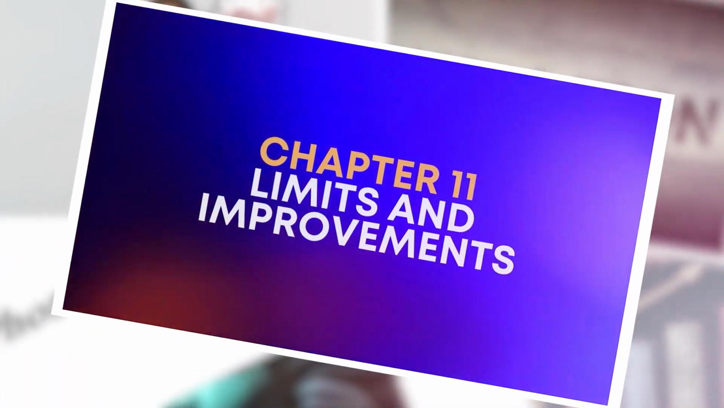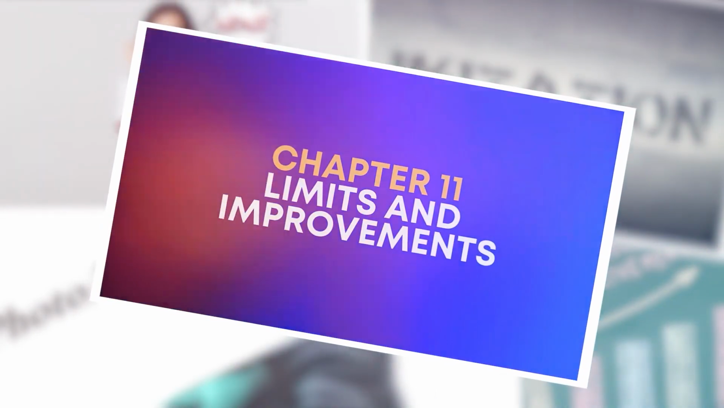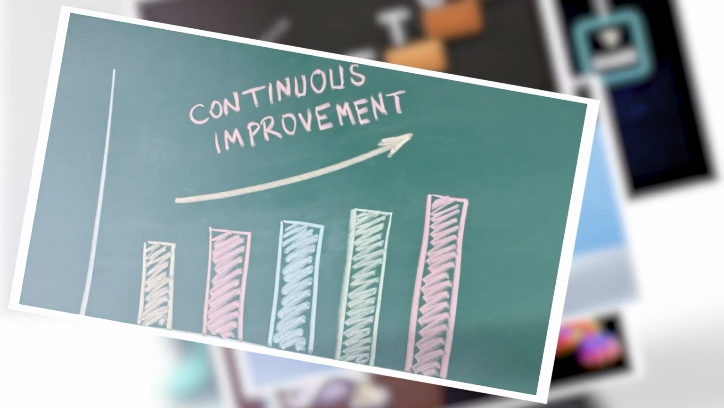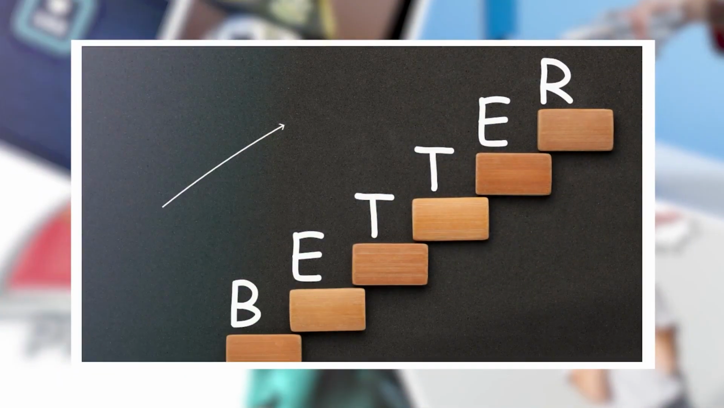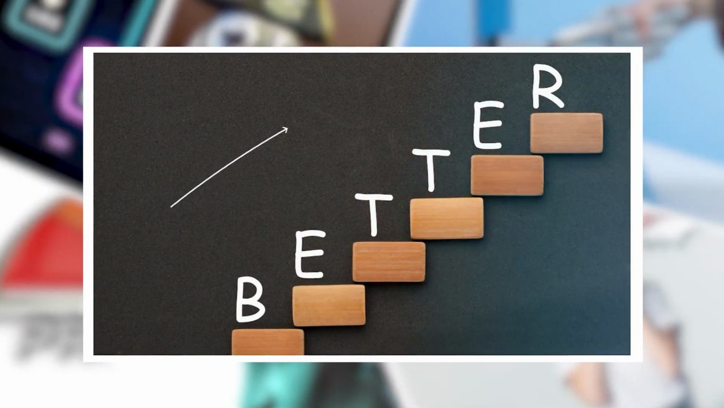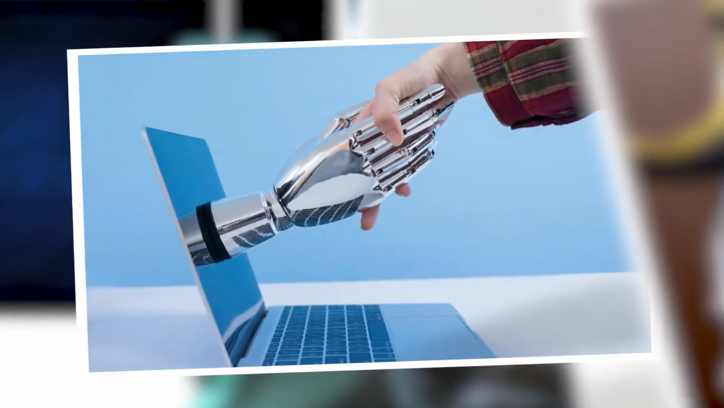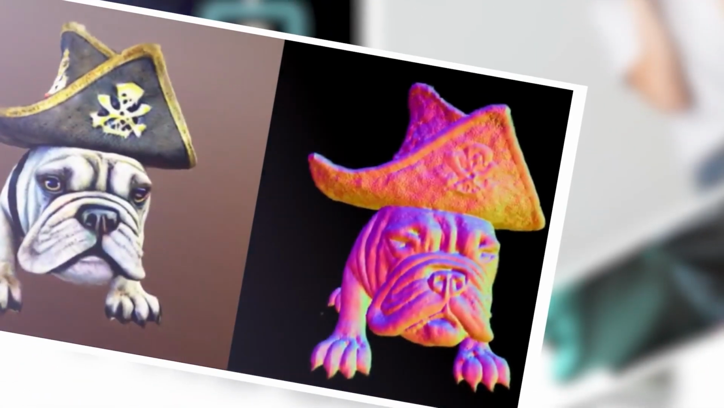Chapter 11. Limits and improvements. We acknowledge that while MVDream is impressive, it's not without limitations. It can make things a bit blurry and prefers to work with familiar shapes. However, we introduce the idea that improvements are in progress, hinting that MVDream is continually getting better. MVDream is a super creative friend who turns words into 3D art.